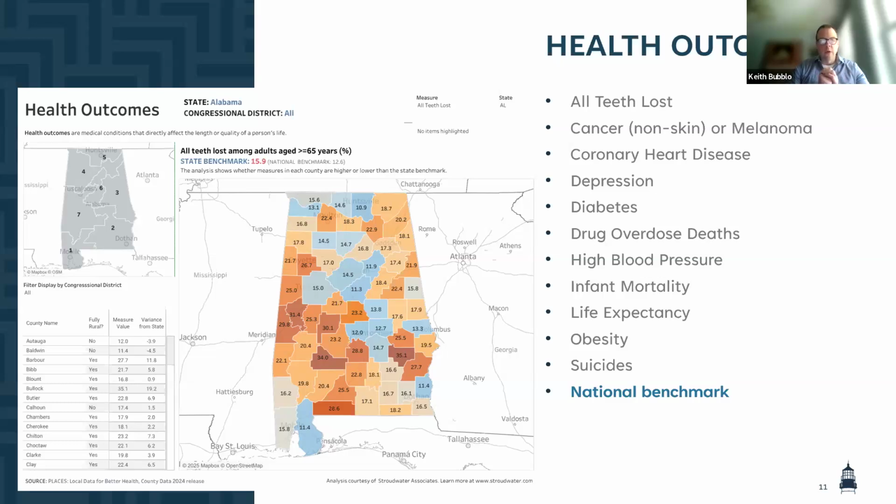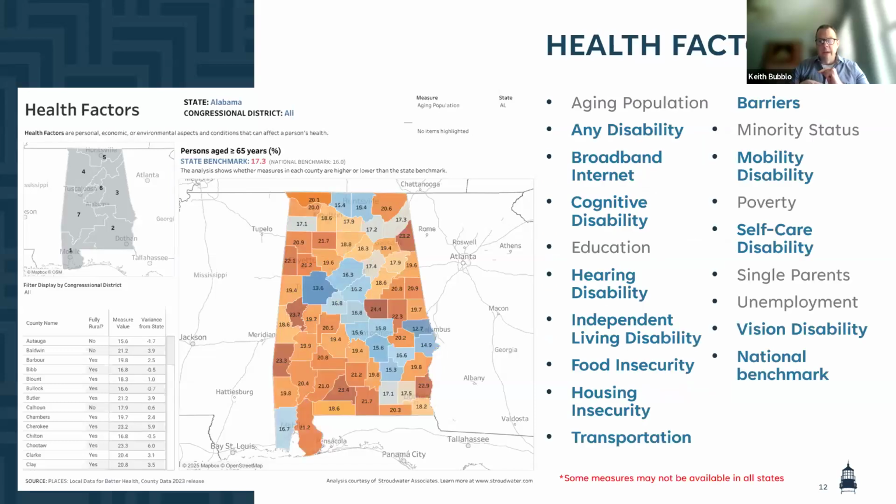In the lower left-hand corner, the measure there is showing basically the same as the map, what the variance is from the state and which of those counties are fully rural according to HRSA's definitions. One thing I want to point out, and this is in the next one too, is that some of the measures are not available for every county. Some of them might not be available for the state too, and that depends on the data source. Sometimes they're just not available. But for the most part, they are.